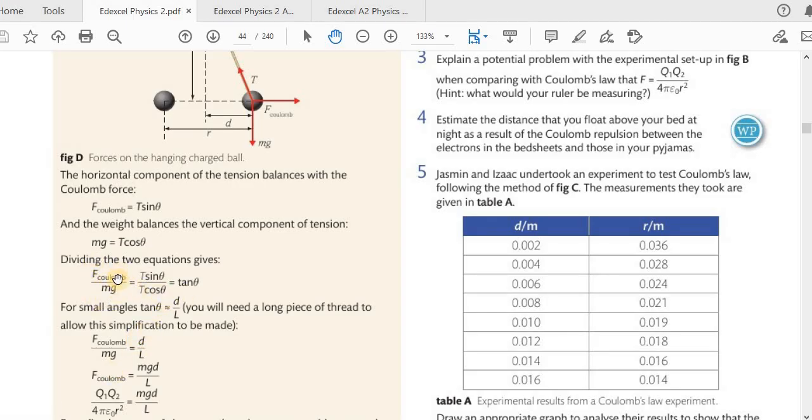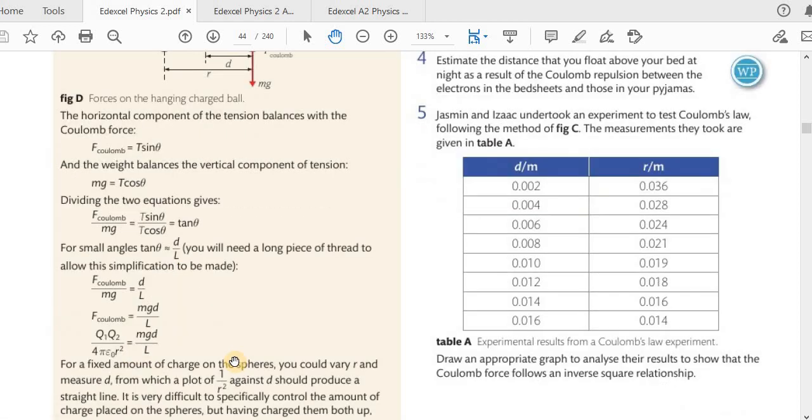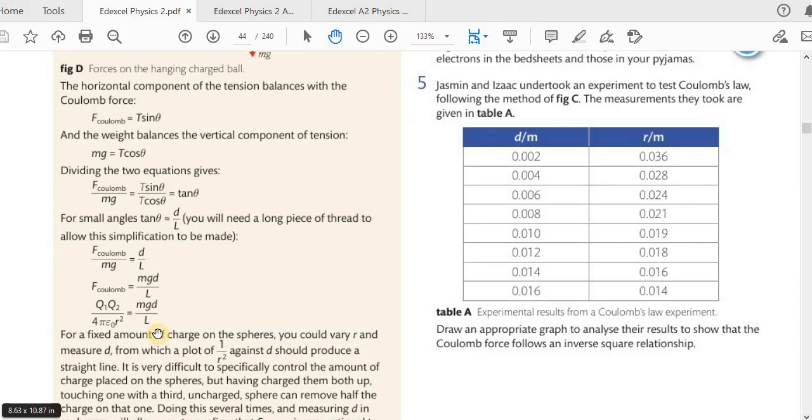The Coulomb force divided by mg equals d over L, then we get the Coulomb force equals mgd over L. Then the Coulomb force is this. Remember, we have learned this equation previously, a very important equation. That is also the Coulomb's law equation. So F is the Coulomb force, and we have this, mgd over L.